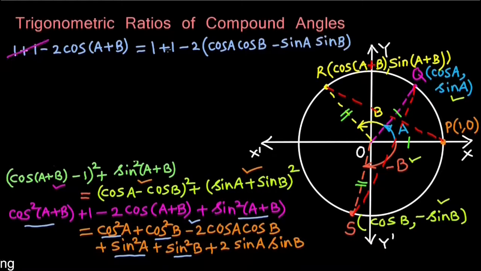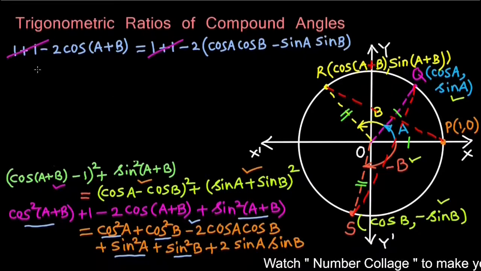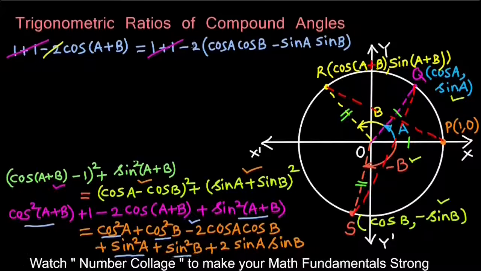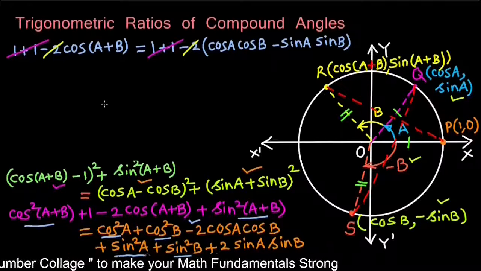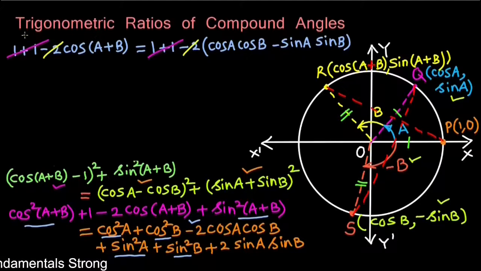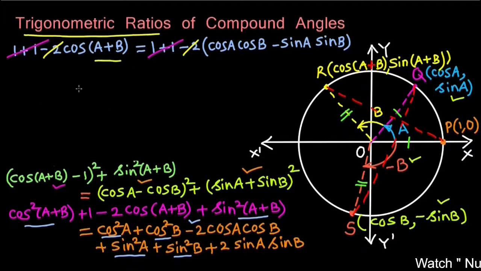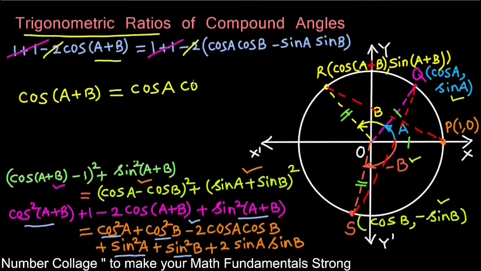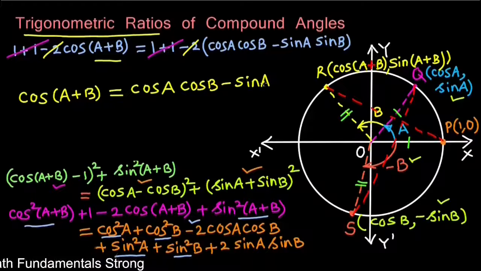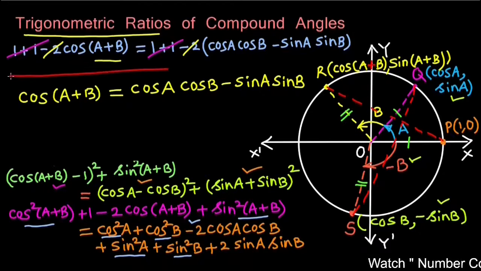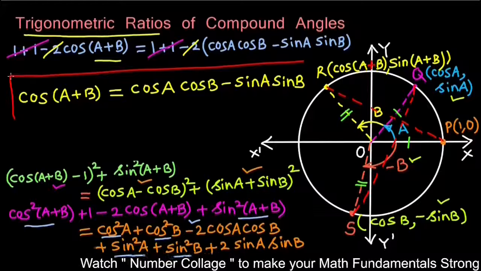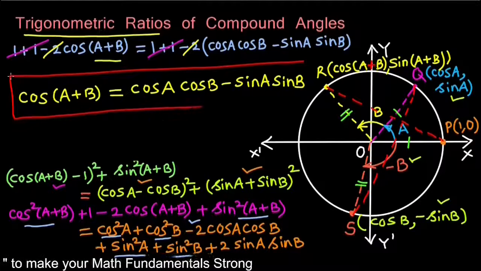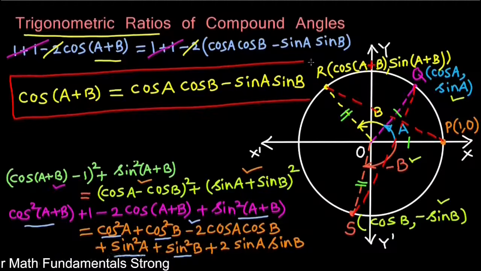Now this 2 cancels with this 2, dividing by minus 2 on both sides. This minus 2 will cancel with this minus 2 and we will get the trigonometric ratio of compound angle A plus B as cos of (A plus B) equals cos A cos B minus sin A sin B. So this is the trigonometric formula for compound angle A plus B. Cos (A plus B) equals cos A cos B minus sin A sin B.